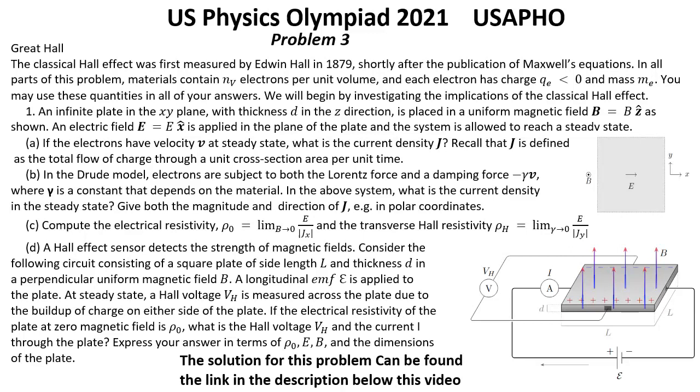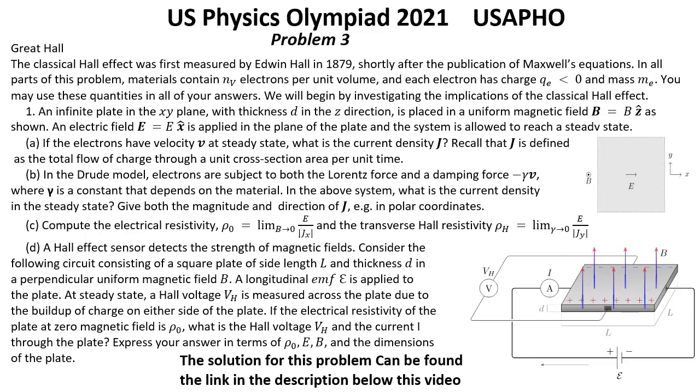Question D. A Hall effect sensor detects the strength of magnetic fields. Consider the following circuit consisting of a square plate of side length L and thickness D in a perpendicular uniform magnetic field B. A longitudinal EMF E is applied to the plate. At steady state, a Hall voltage VH is measured across the plate due to the buildup of a charge in either side of the plate.